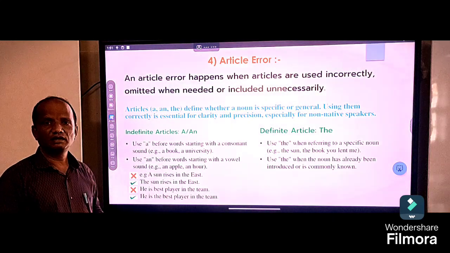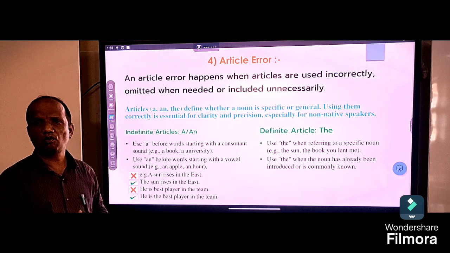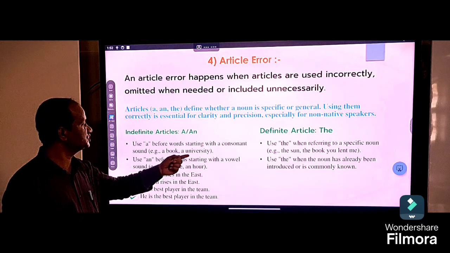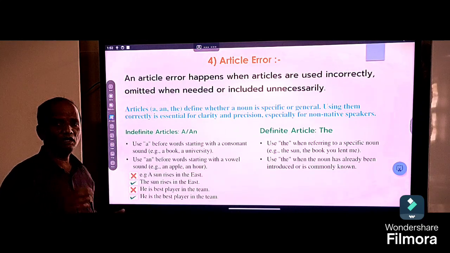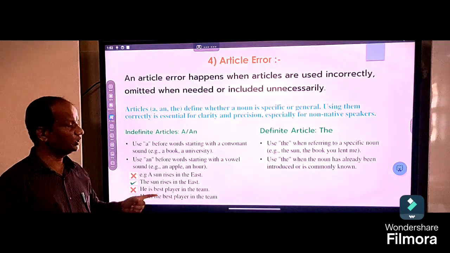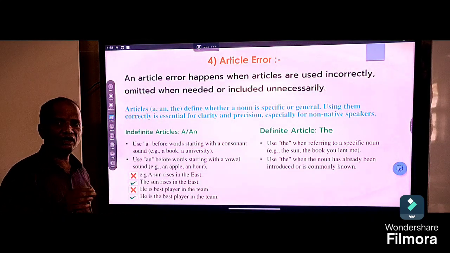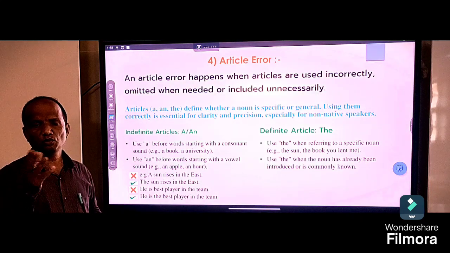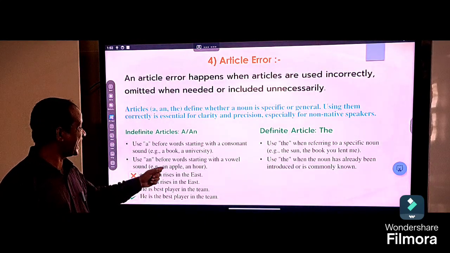Apart from it, there are some words which begin with a vowel letter but are pronounced with a consonant sound. For example, a university. It begins with a vowel letter but it is pronounced as a consonant. So we use the article a before them. Then the article an is used before a countable singular noun that begins with a vowel sound and is pronounced as a vowel. For example, an apple.